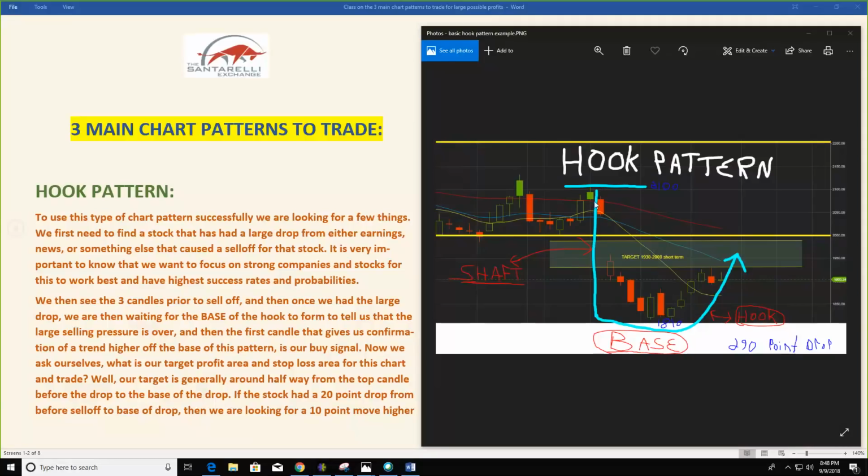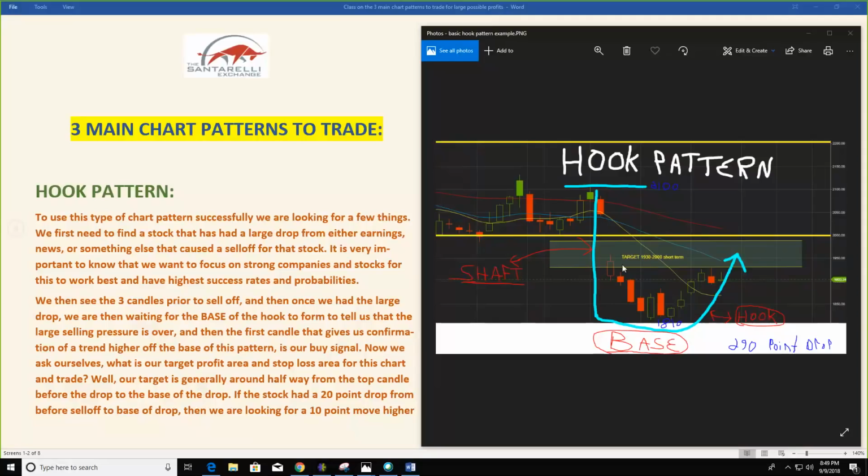All right, so like I said here, if we had that 300 point drop, went from 2100 down to 1800, that's a 300 point drop. We're going to look for somewhere in the middle, so around 150. So 1800 plus 150, that's 1950. That's our midpoint. So if you're making that hook pattern, like I said, your target profit area is the middle of that shaft. So if we had that 300 point drop, you're looking for a 150 point move higher from the base of that drop. So from 1800 plus 150, that's 1950.